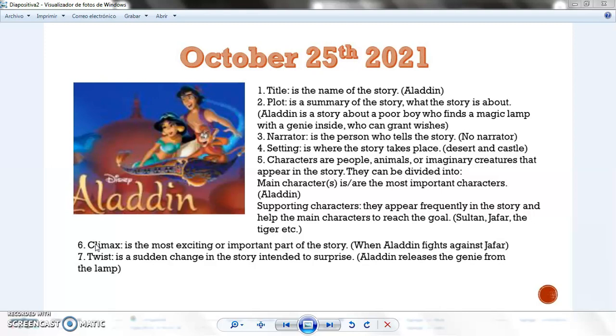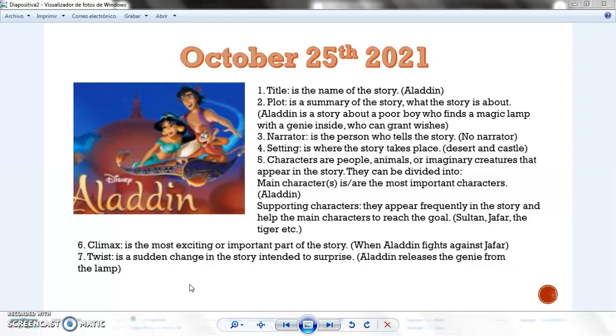Number 6, the climax is the most exciting or important part of the story. In this case, when Aladdin fights against Jafar. And finally, the twist is a change in the story intended to surprise. Aladdin liberates, releases the genie from the lamp.